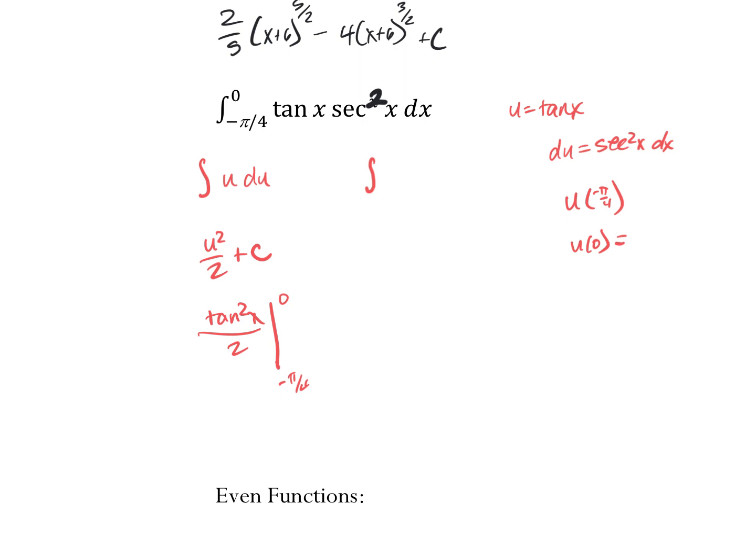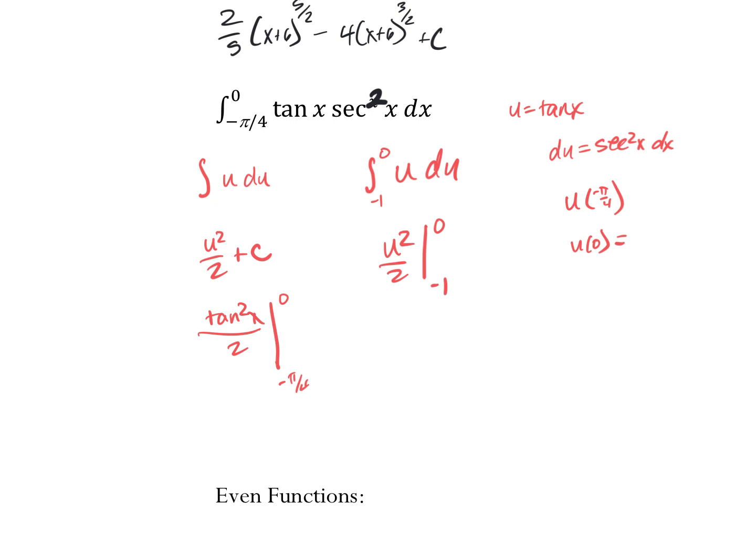Everybody good? So let's see. Tangent of negative pi over 4 would be negative 1. Tangent of 0 is 0. So the integral of u du, you could change the bounds, and you're going to do u squared over 2 evaluated from 0 to negative 1. And that's a totally acceptable way to do this.